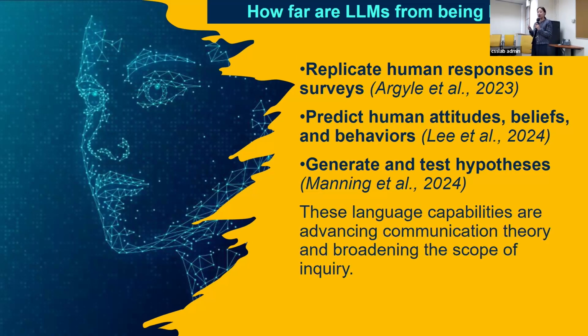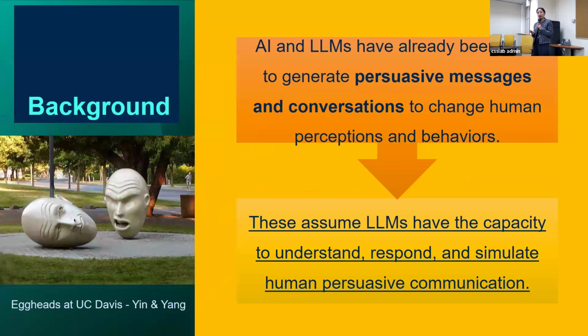Right, so in general, the language capacities of large language models are advancing communication theory and broadening the scope of our inquiry. They really open up a very large space for a lot of new experiments and novel testing. The other specific background about persuasion is that artificial intelligence and large language models have already been utilized to generate persuasive messages and conversations to change human perceptions and behaviors. This line of research really started even before the advent of the popular chatbots that the public is interacting with now.